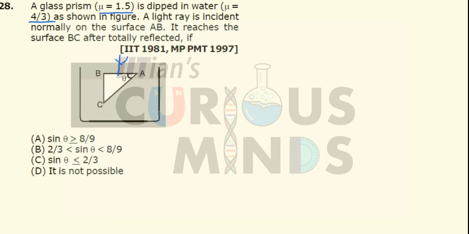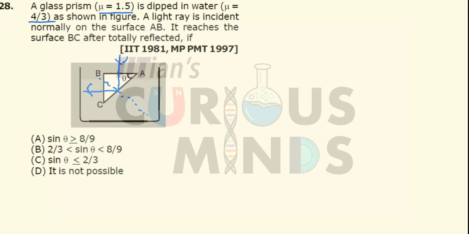It reaches the surface BC after total internal reflection. It means that there is a total internal reflection at the surface AC, then it passes BC. After passing through BC, it doesn't matter what the value is. Now, when I draw the normal over here, this normal will be equal to 90 degrees.